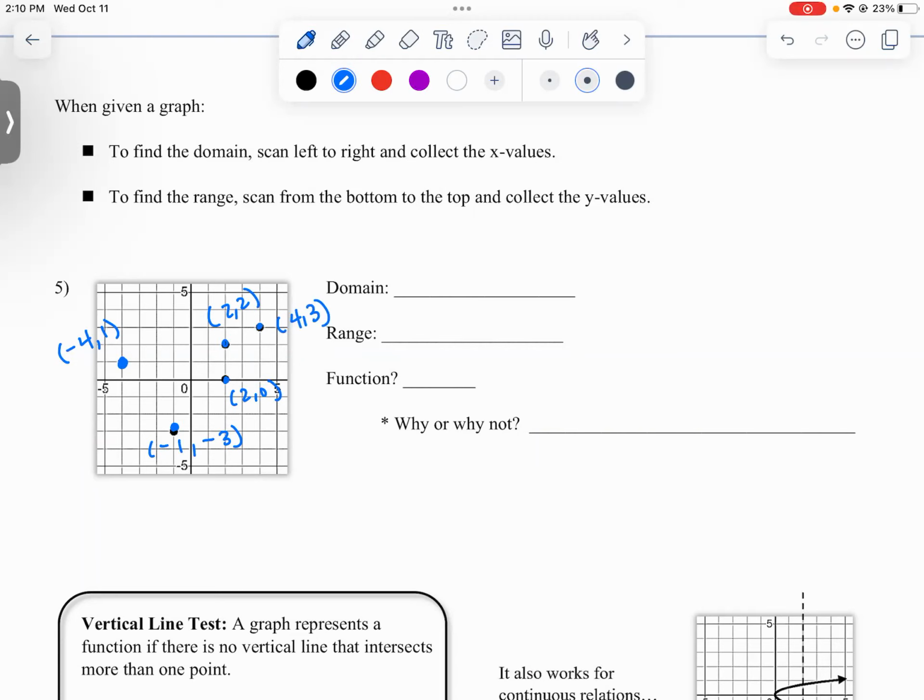Okay. So when we go from left to right, I see that we have X's of -4, -1, 2, and 4. Do you see what I'm saying there? As we go from left to right, I can pick out all of those X values. Now, if we go from bottom to top, I can pick out all of the Y values. It looks like we have Y values of -3, 0, 1, 2, and 3. I go from bottom to top, boom, boom, boom, boom, boom, all of the Y values.